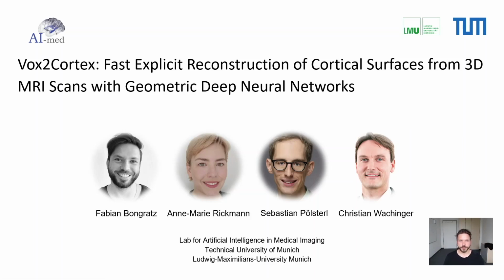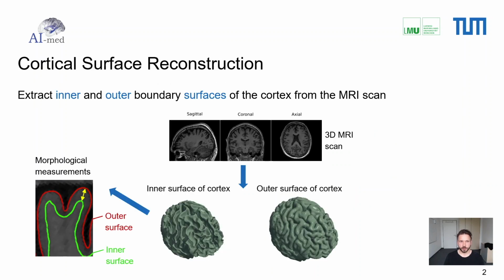We present Vox2Cortex, a method for fast explicit reconstruction of cortical surfaces from MRI, based on geometric deep learning. Morphological brain measurements based on MRI scans are crucial to study neurodegenerative diseases like Alzheimer's. To be able to conduct these measurements, for example, to measure cortical thickness or cortical volume, it is necessary to extract highly accurate inner and outer surfaces of the cortex.